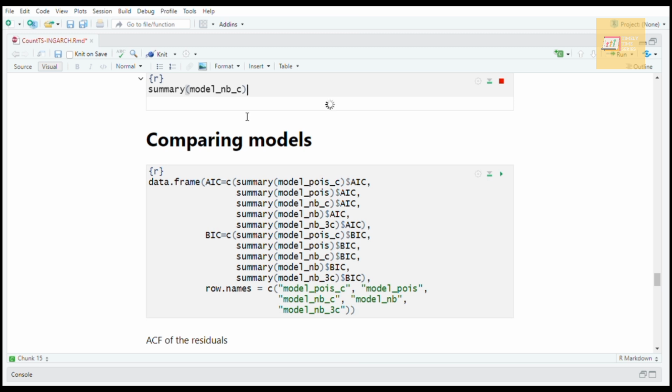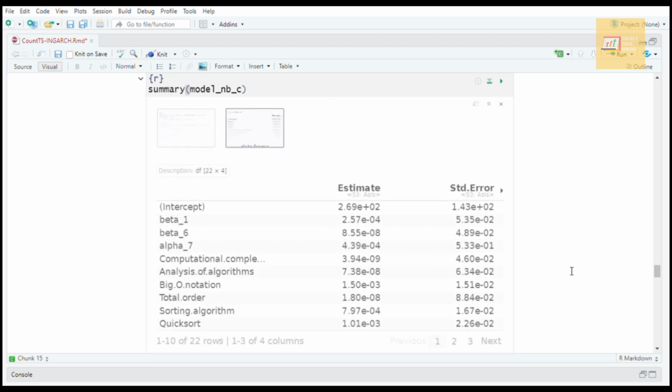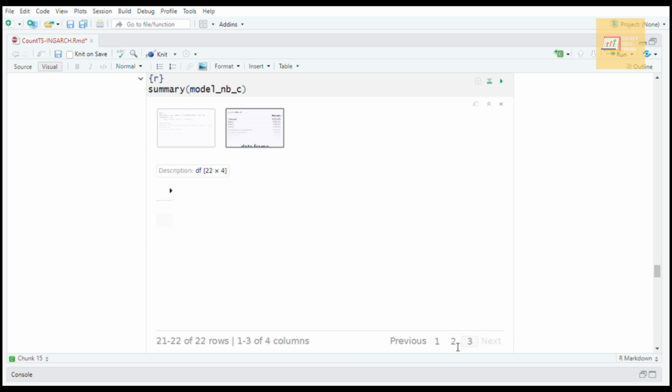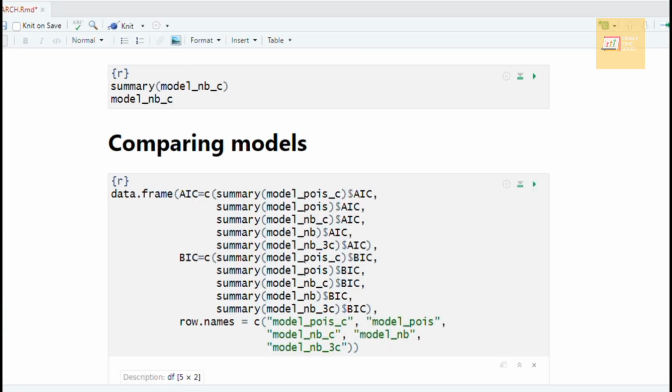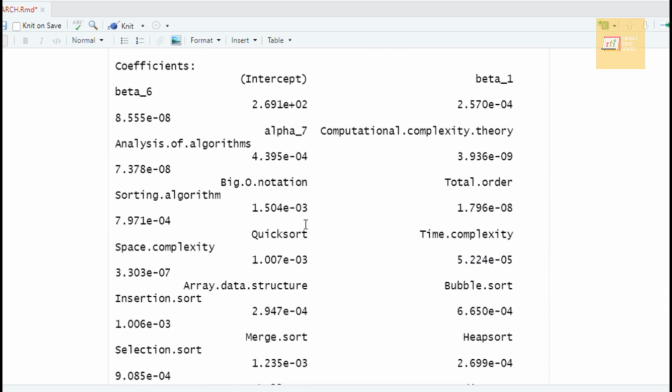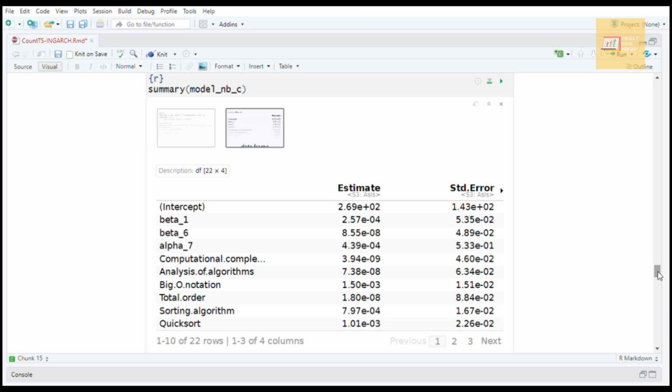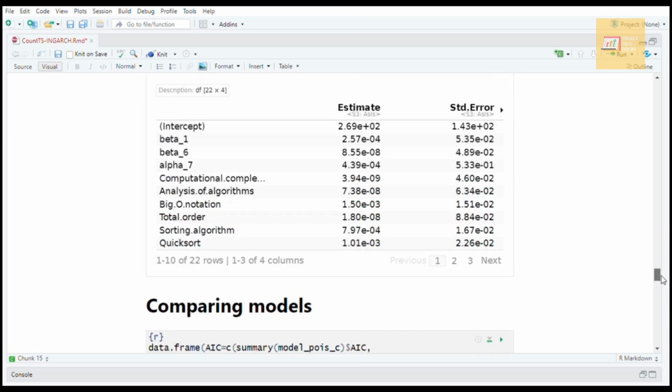For the negative binomial distribution model with all covariates, let's look at the overdispersion parameter. Wait, where is it? I don't know why we cannot see the sigma squared value here, but if we just run the model without the summary function, we can see that the overdispersion coefficient is 0.07. Okay, now let's compare these models.